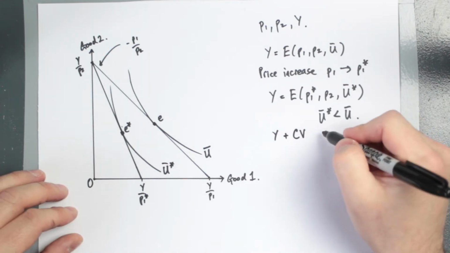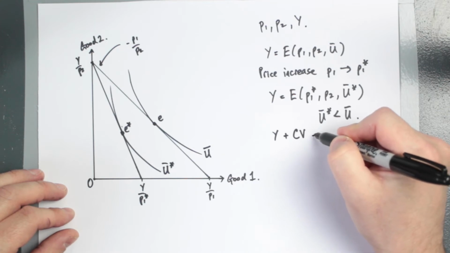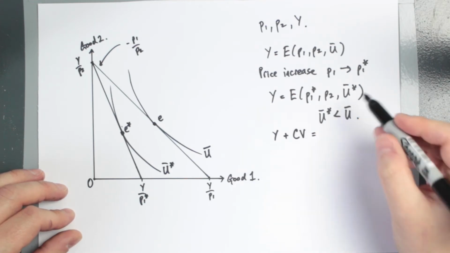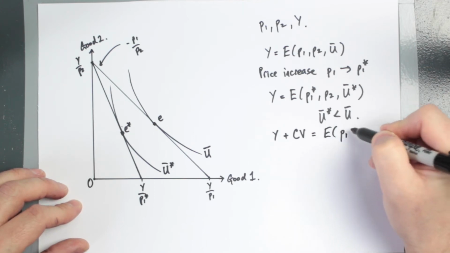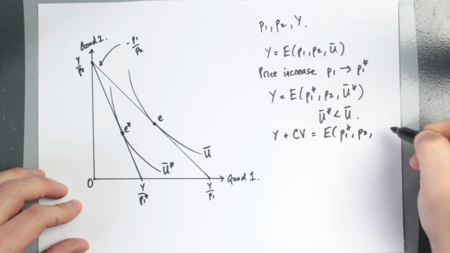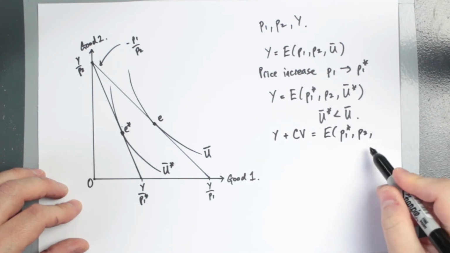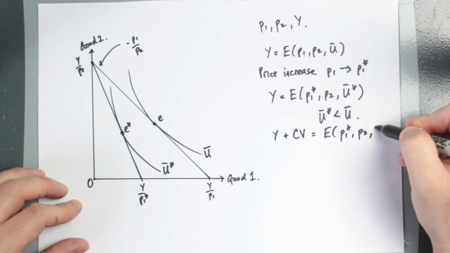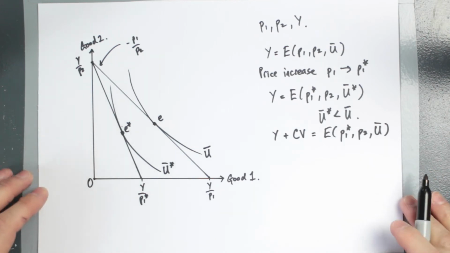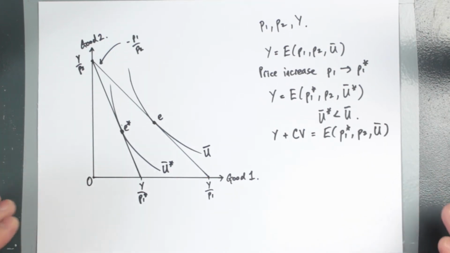So I'm going to give them some compensation after this price increase. And that has to precisely be just enough money at these new prices, P1 star, P2, in order to achieve the level of utility that they enjoyed initially. So in some sense, I'm compensating the consumer by putting them back on the original indifference curve.